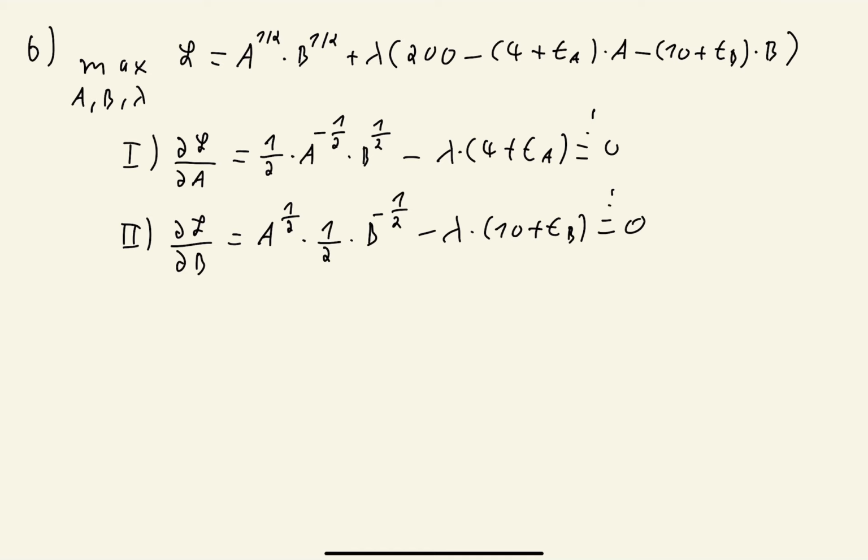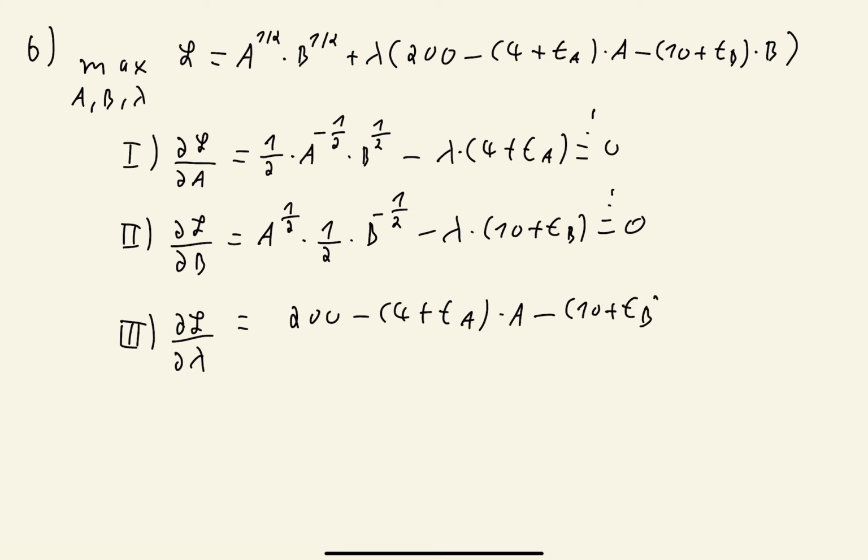And as a third first order condition, we take the partial derivative with respect to the Lagrangian parameter lambda, and this gives us 200 minus (4 plus tA) times A minus (10 plus tB) times B, which should be equal to 0.